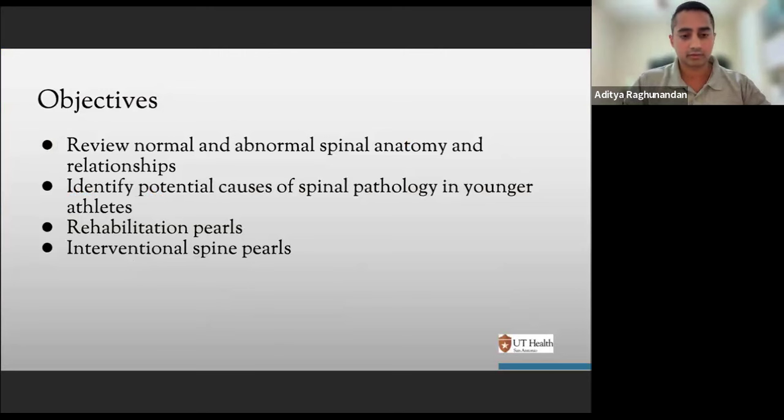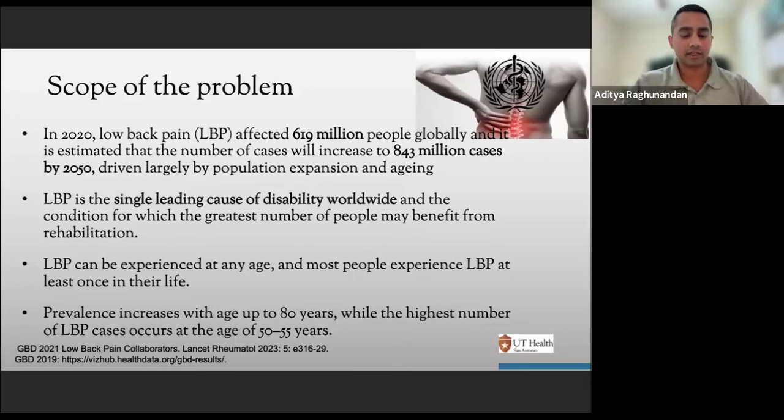So, big picture, and I don't think this is a surprise to anyone on this talk or anyone listening to it, the scope of the problem when it comes to low back pain is pretty significant. It's a pretty large population burden, not only in the US, but also worldwide. And it's the single leading cause of disability worldwide.